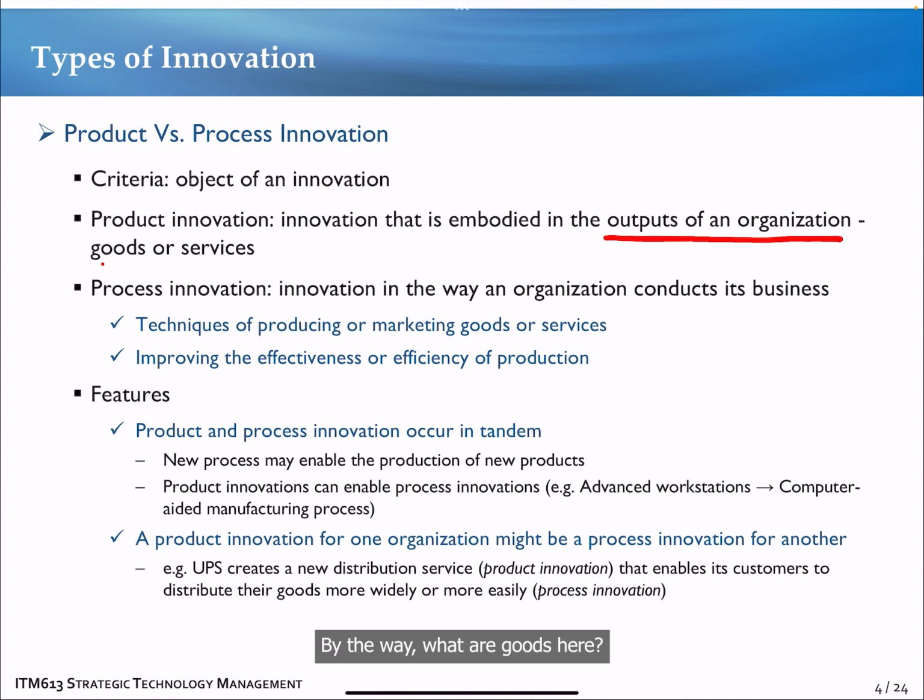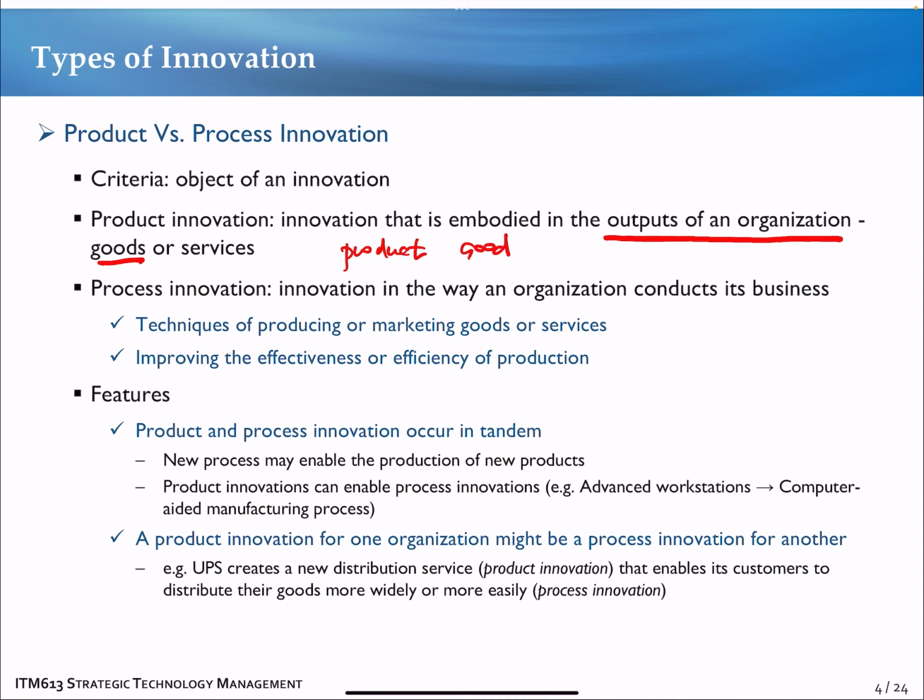By the way, what are goods here? It is a term in economics. Goods refer to commodities that are tangible. Then, what is a product? What's the difference between product and good? The difference between goods and products.